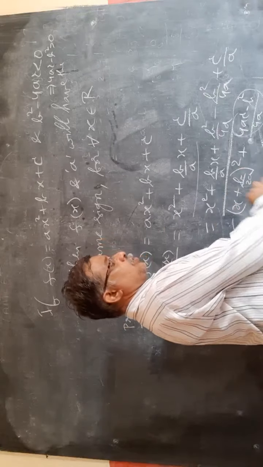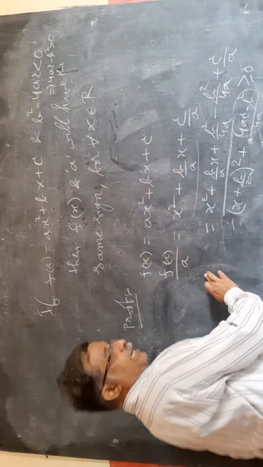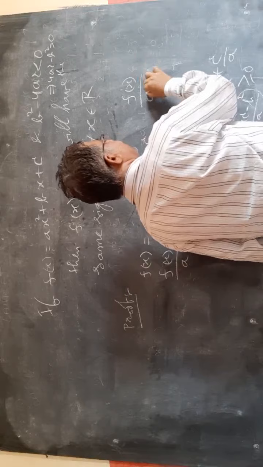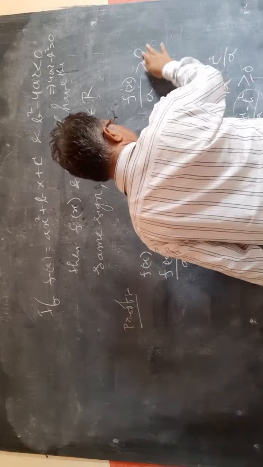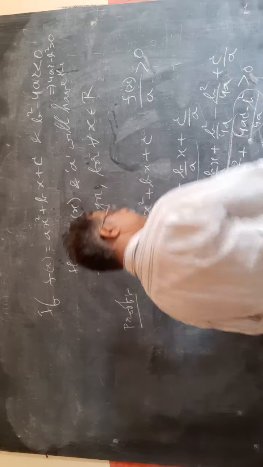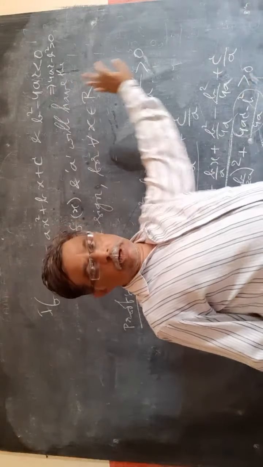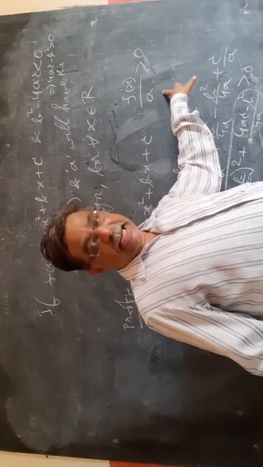Always more than 0. It means I got f of x by a always more than or equal to 0, or more than 0 I can say. Equal to we will do in the next step. First of all, there is no equal to, that's why I am taking only greater. So f of x by a is greater than 0.